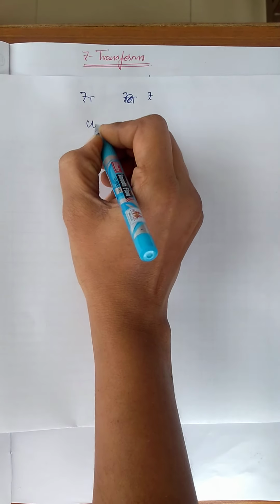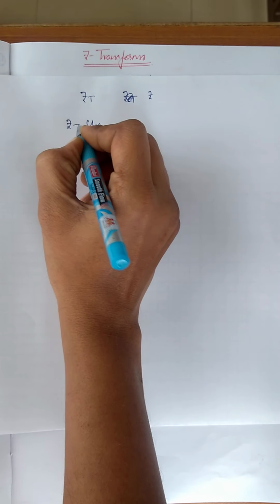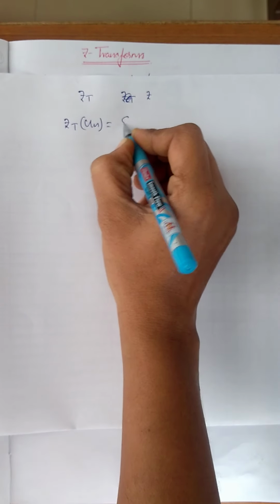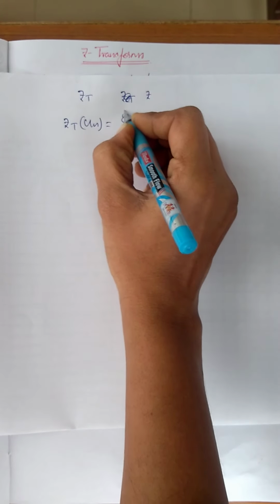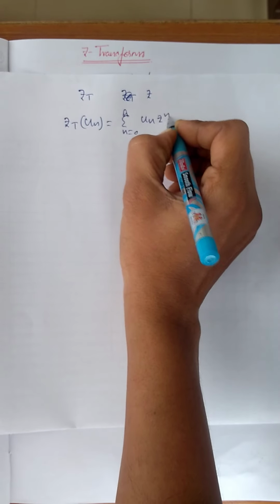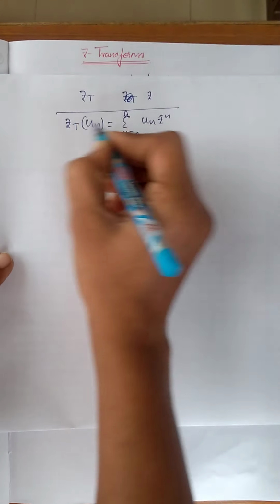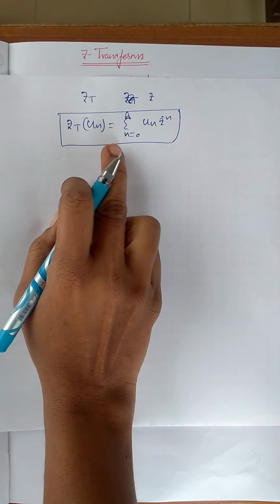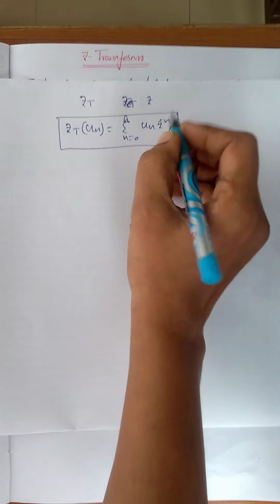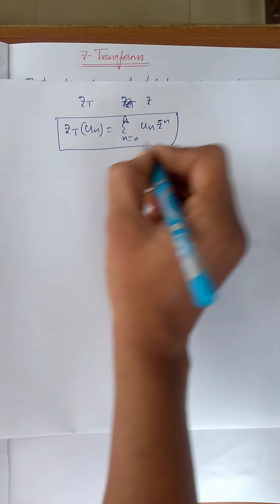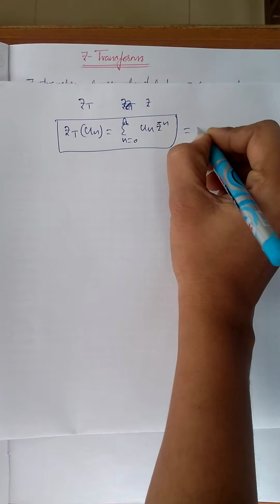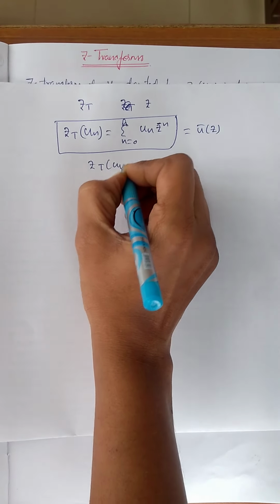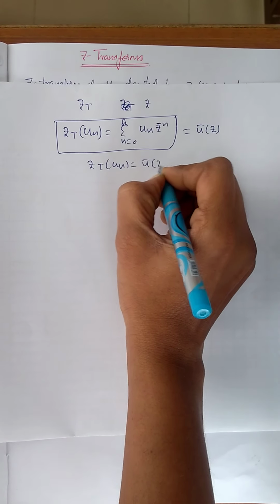Okay, I consider a function u(n). Therefore, the Z transform of u(n) is defined as the summation from n equal to 0 to infinity of u(n) z to the power of minus n. This is the definition of the Z transform. The Z transform of u(n) can also be denoted by U bar of z.